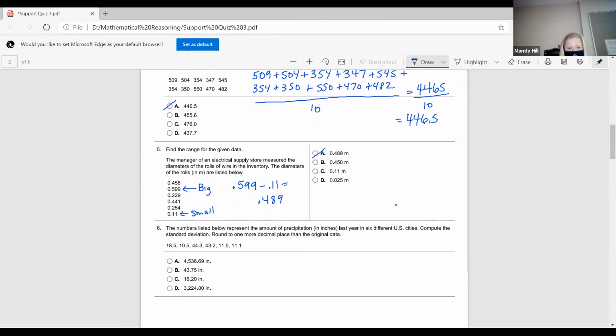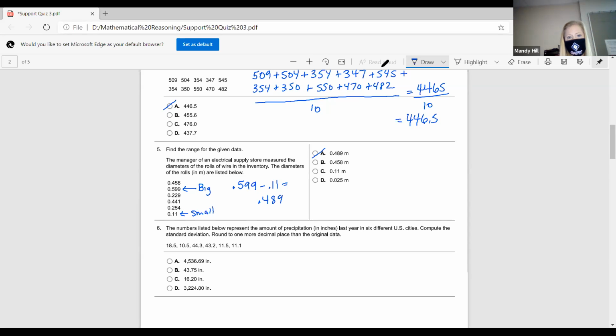Okay, number 6. The numbers listed below represent the amount of precipitation last year in 6 different U.S. cities. Compute the standard deviation, round to 1 more decimal place than the original data. So all the original data only have 1 decimal place, so they must be wanting us to round to 2 decimal places, right? So I'm going to go to the graphing calculator to do this problem, okay? Because standard deviation would take us a lot of time. There's a video over it that we did in class, I think last week. But here's how you do it on the calculator.